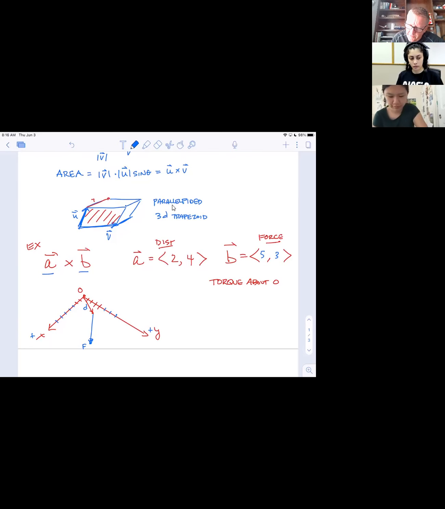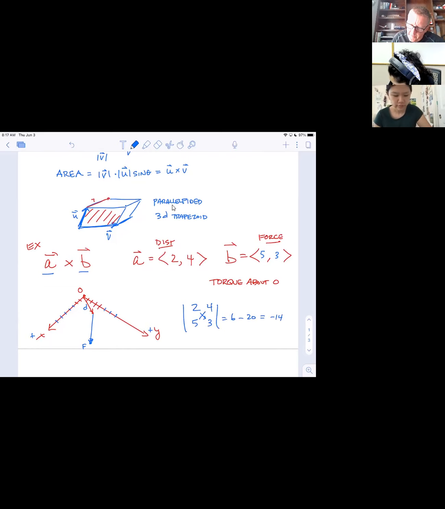So we said yesterday, if you take 2, 4 and 5, 3, and you multiply diagonally, 2 times 3 is 6, and then 4 times 5 is 20. Notice the order to that. And then you always subtract. You get negative 14. 2, 4, 5, 3.